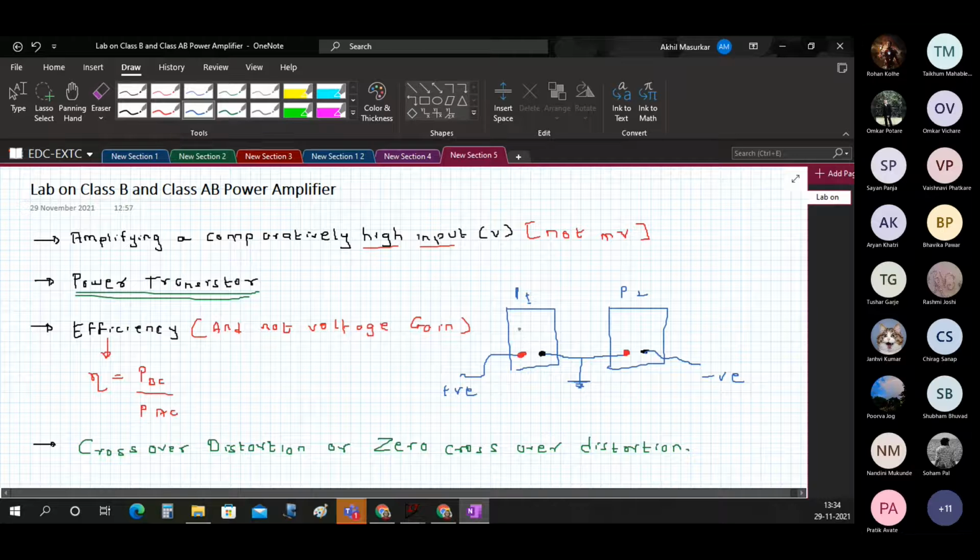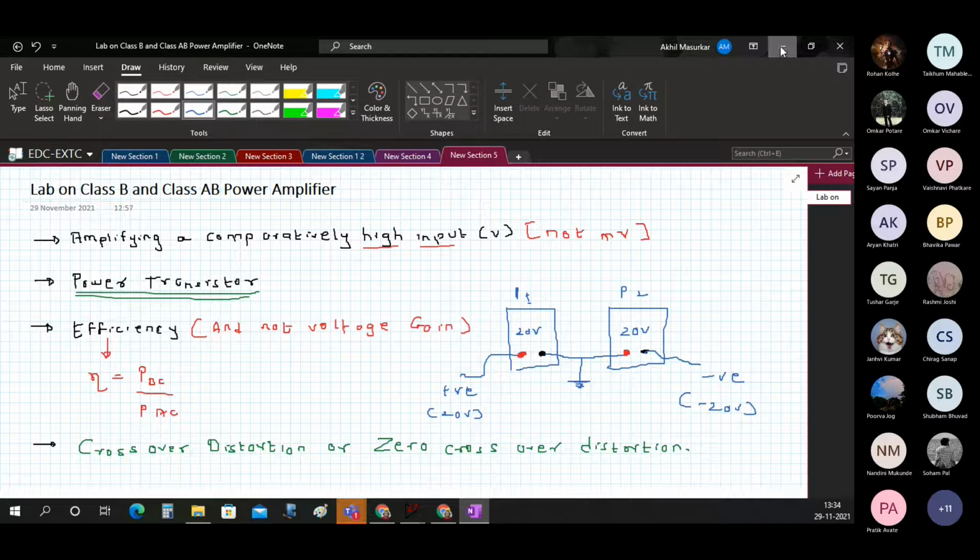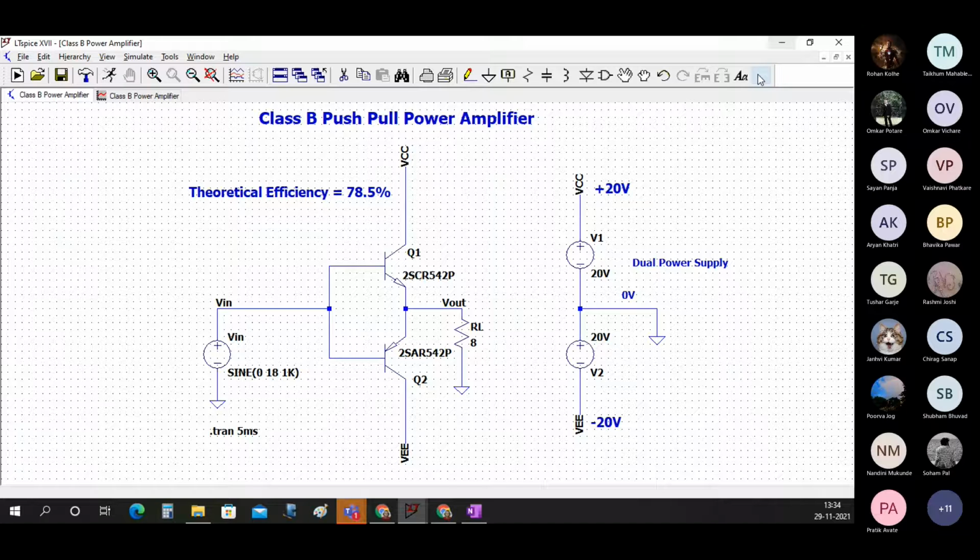And with the help of knobs, you can set 20 volts and 20 volts. Here you will get plus 20 volts, and here you will get minus 20 volts. Physically you have to do this in the lab, but here we are just doing it this way. So we are creating a dual power supply using two power supplies.